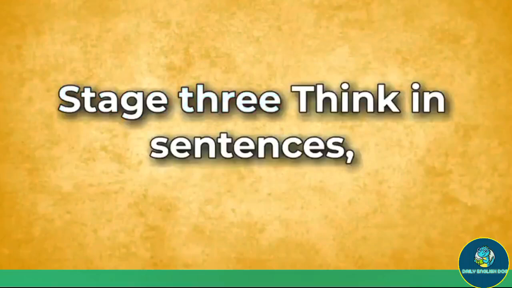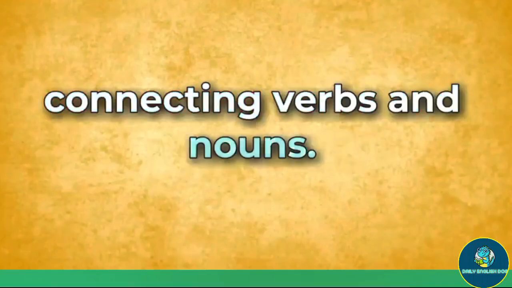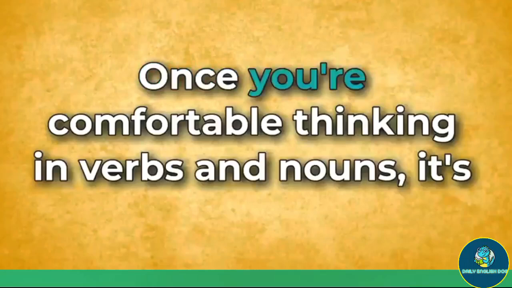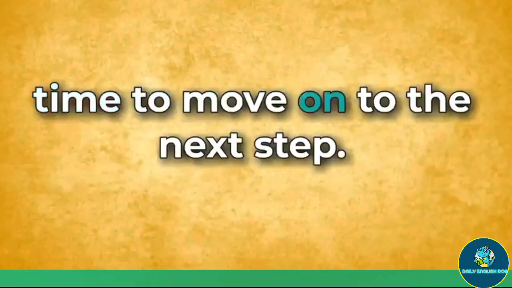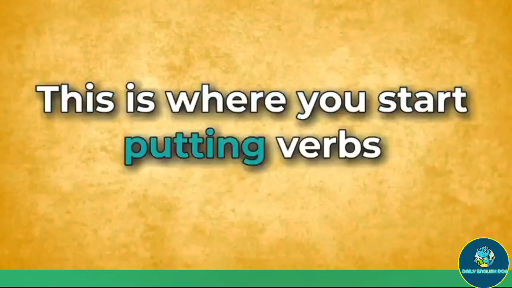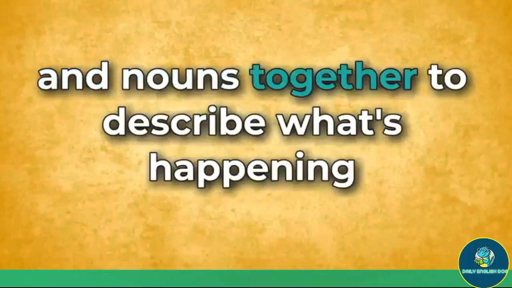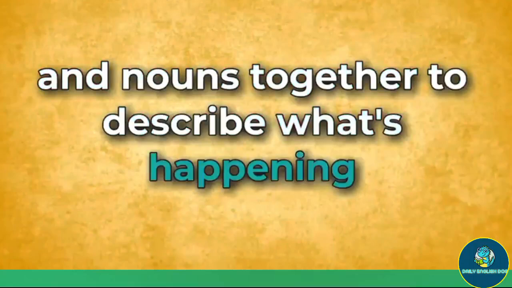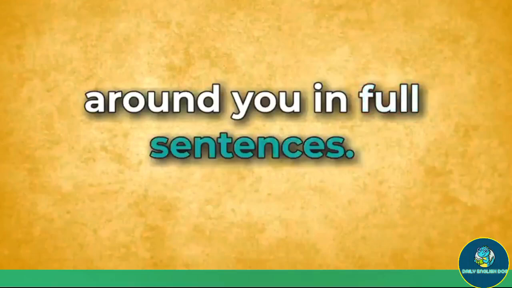Stage 3. Think in sentences, connecting verbs and nouns. Once you're comfortable thinking in verbs and nouns, it's time to move on to the next step: thinking in sentences. This is where you start putting verbs and nouns together to describe what's happening around you in full sentences.